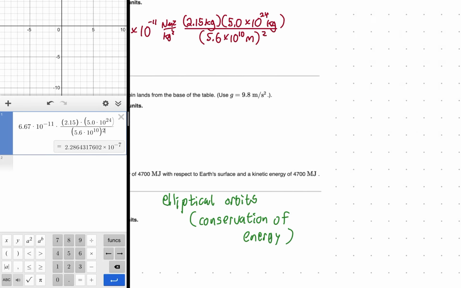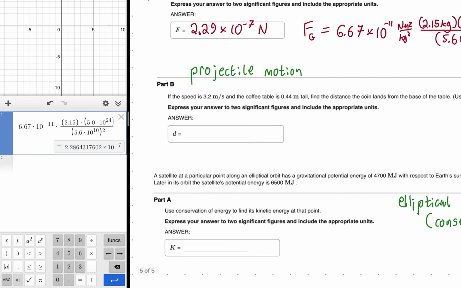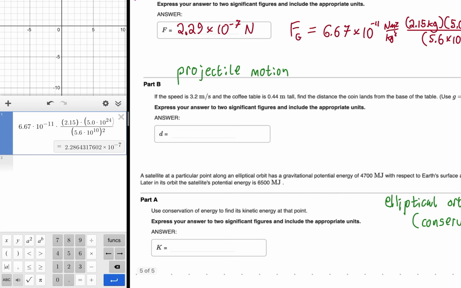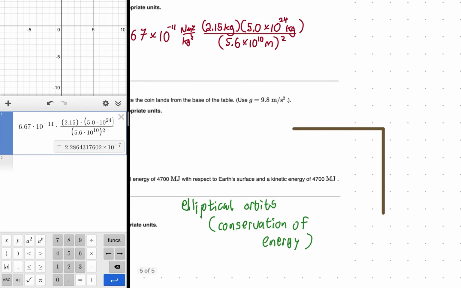We're going to have our tabletop, have some edge here. Doesn't matter how you draw the edge. And then we'll have our object sliding right off it. So if the speed is 3.2 meters per second and the coffee table is 0.44 meters tall, find the distance the coin lands from the base. It's referring to the coin this way because the previous problem laid out more of the basics of the problem, so it sounds like we've already heard of the coin.